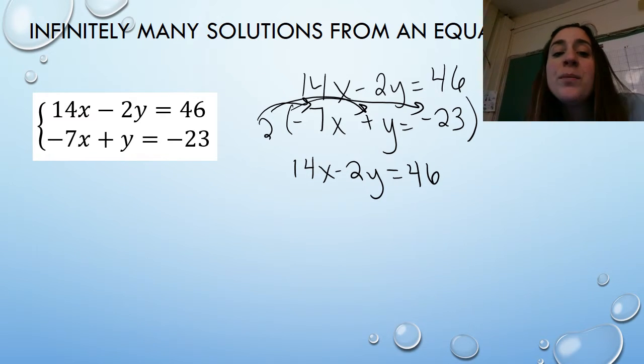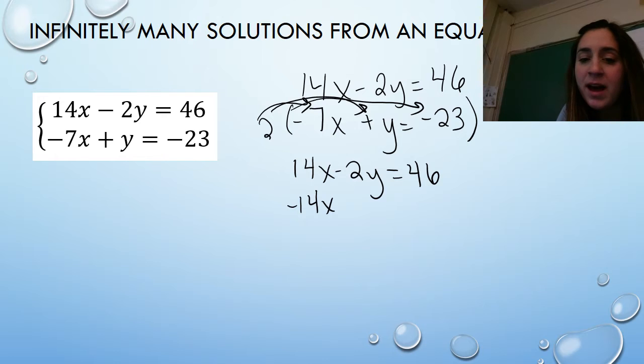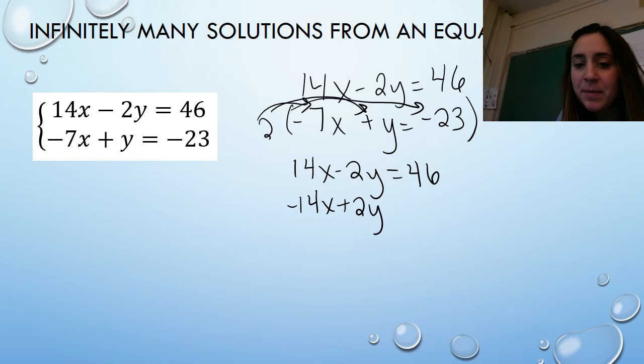And now when I multiply it by 2, what am I going to get? Well, 2 times negative 7x is negative 14x. 2 times positive 2y is going to get me positive 2y. And then 2 times negative 23 is going to get me negative 46.